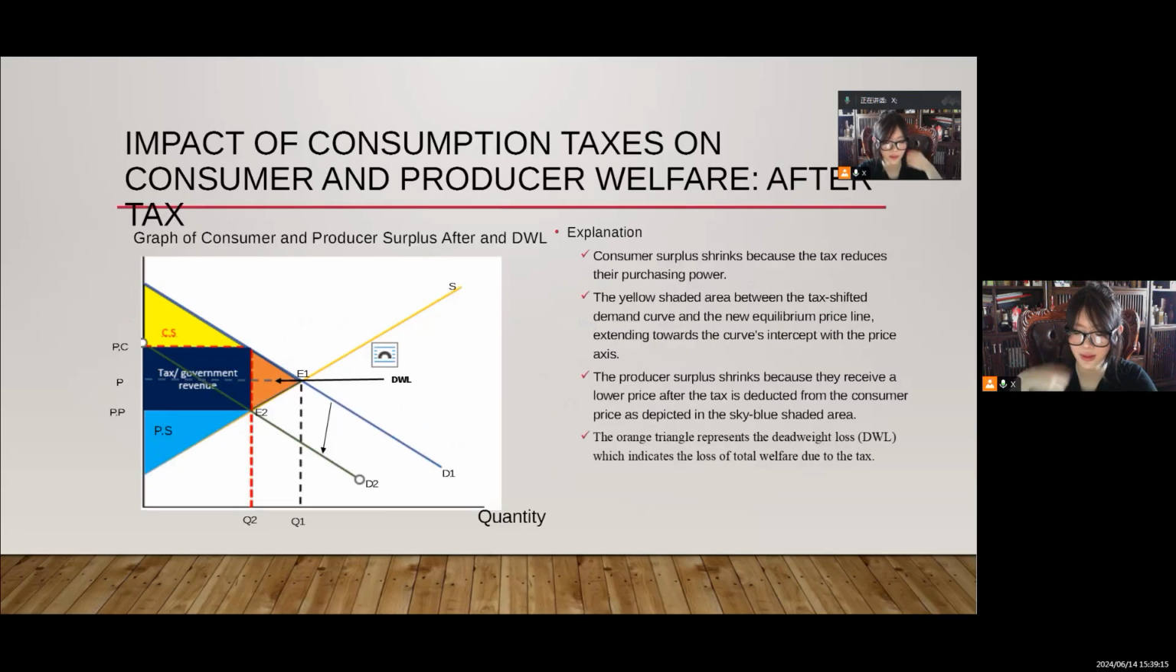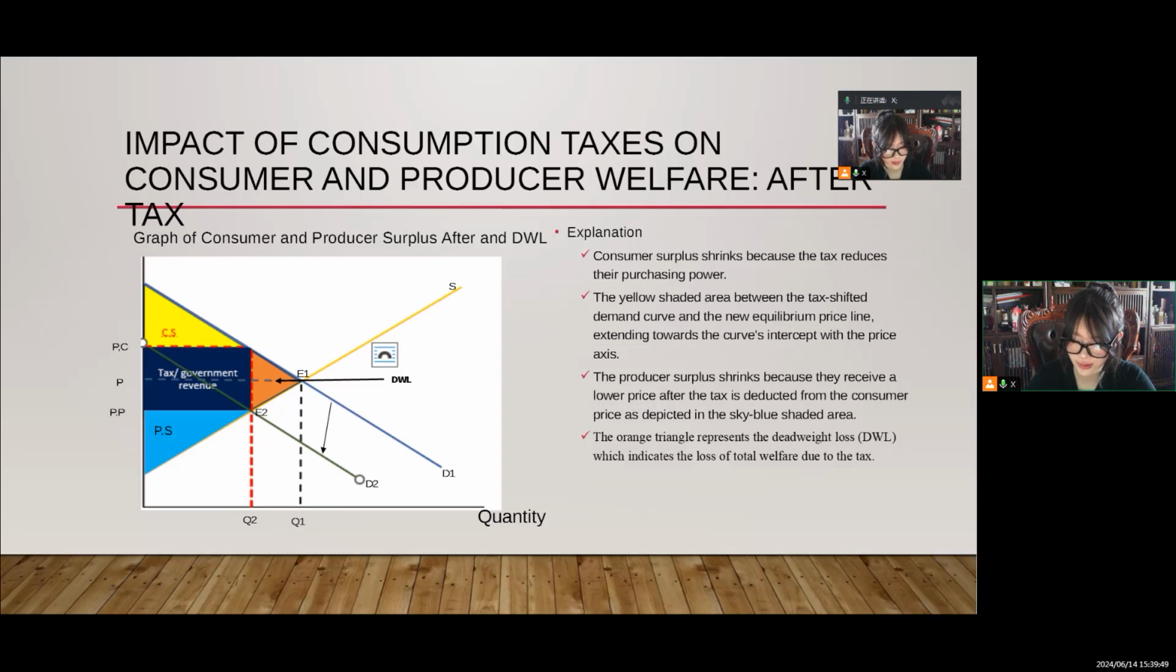When a consumption tax is introduced, it effectively shifts the demand curve downwards by the amount of tax to D2. This leads to a new equilibrium price and quantity. Consumer surplus shrinks because the tax reduces the purchasing power. It's now the yellow shaded area between the tax-shifted demand curve and the new equilibrium price line, extending towards the curve's intercept with the price axis.